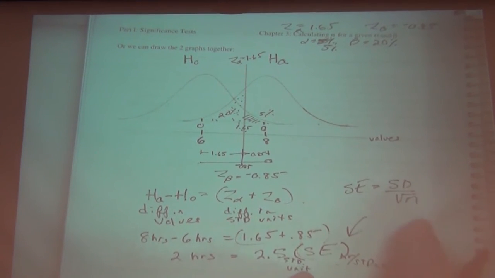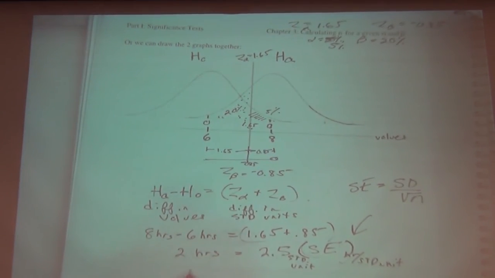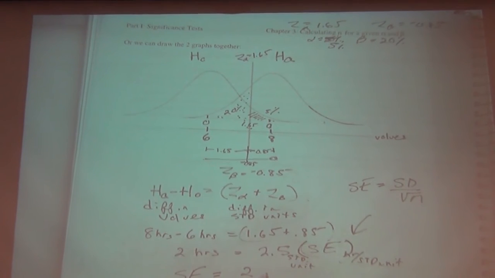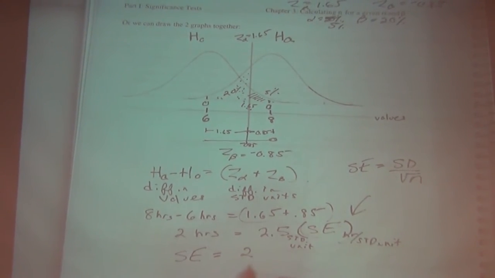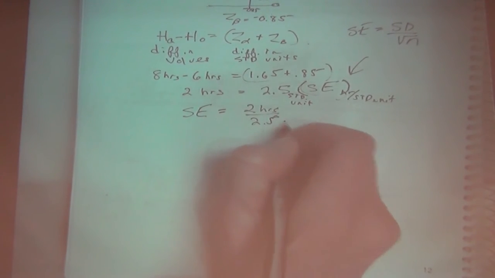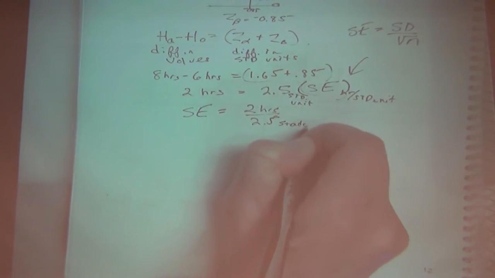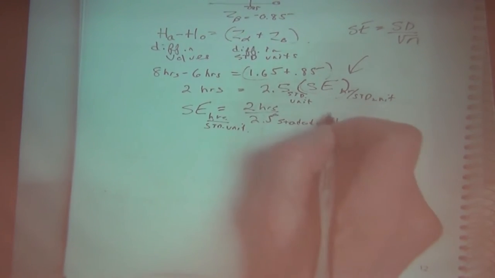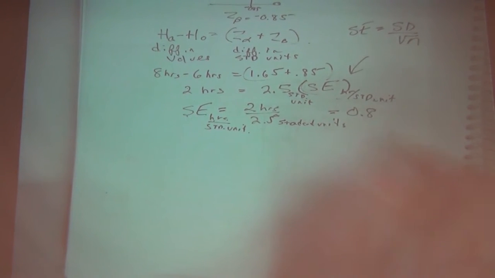So we want to solve for that. We know now that our standard error has to be equal to 2 hours over 2.5 standard units. See, the units match up. It's 2 hours per 2.5 standard units, and we know this is hours per standard unit. How many hours is in one z-score? Okay, so I just want to show you these units. So now you have a standard error of 0.8.